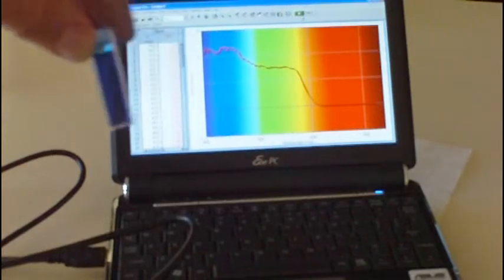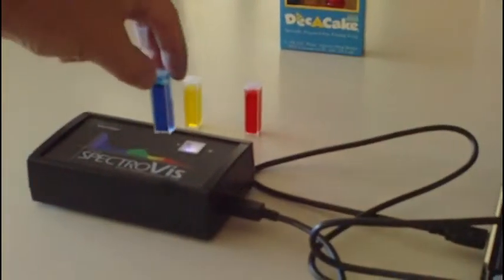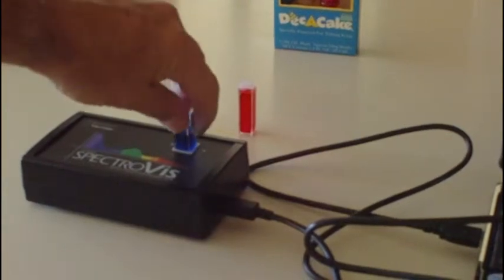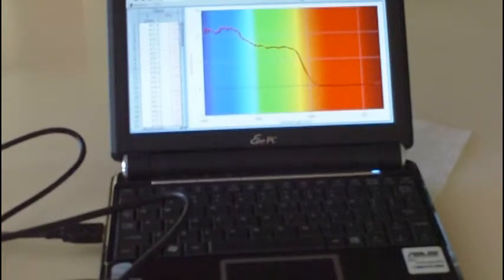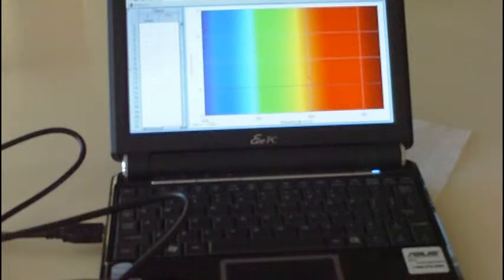We're going to take the blue. So we'll take blue, place it in its proper place, and we'll then have the computer collect data. Now let's see what happens there. Whoa.